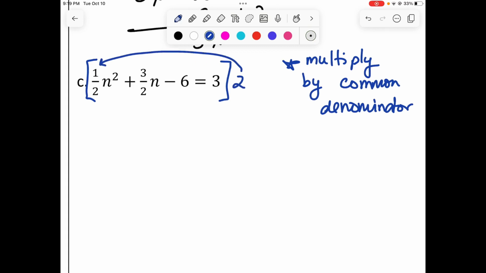So 2 times 1/2 is 1. So I get 1n squared. 2 times 3/2 n. The 2's cancel here. So I'm left with plus 3n. Then 2 times 6, because we have to distribute to everything inside of the brackets, is negative 18. And then 2 times 3 gets me 6. Now, don't you agree that because I multiplied everything by 2, it's way less work.